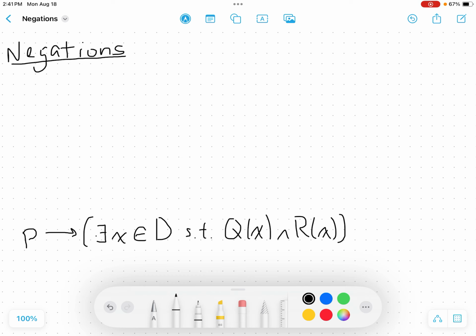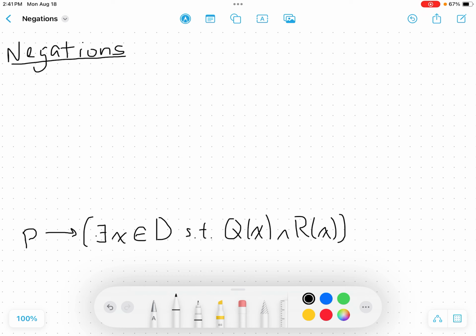Today we're going to be talking about how to say no, or in other words, how to negate mathematical statements. So I've got a statement right here: if P, then there exists an X in D such that Q of X and R of X. We'd like to figure out how to find the negation of this.